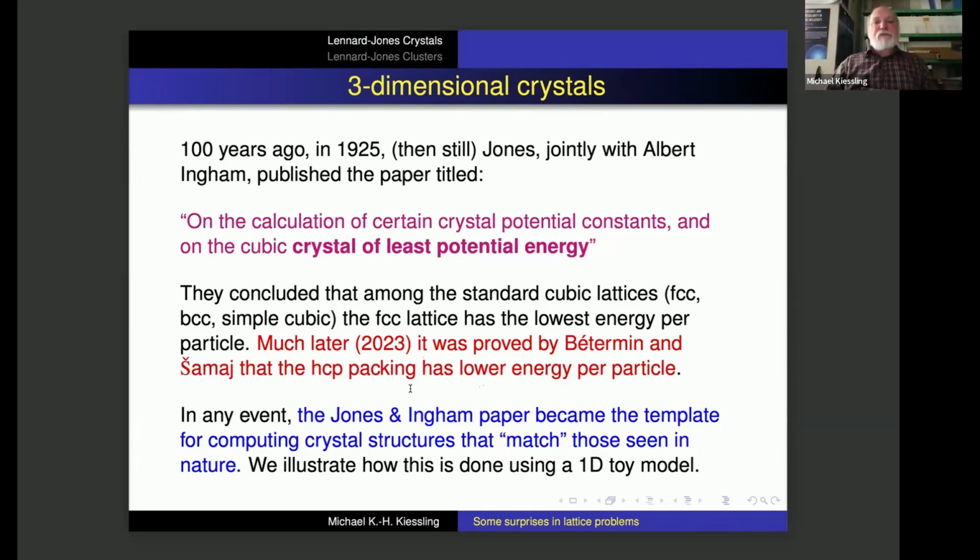Questions on non-lattice, I mean irregular packing, are not addressed here, whether that can possibly beat it, some classy structure. So in any event, this paper by Jones and Ingham has become a kind of template for computing crystal structures, and often they do match those seen in nature. Of course, nature doesn't provide you with infinite crystals, but you make an idealization of an infinite crystal, and then you just take a chunk of it and compare it to what you see in the lab, and that often comes out quite close to reality. So let me give you a toy model to how this goes.